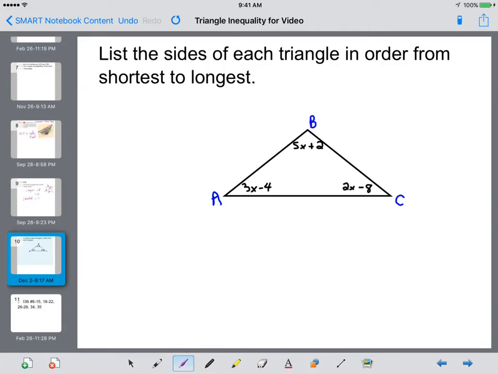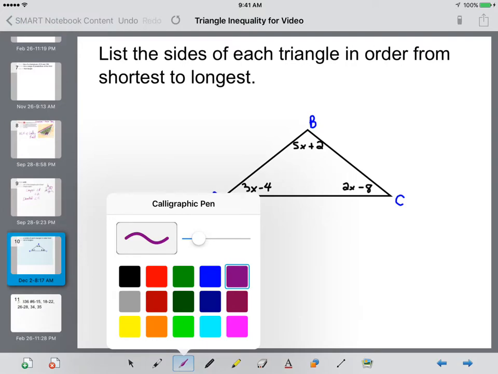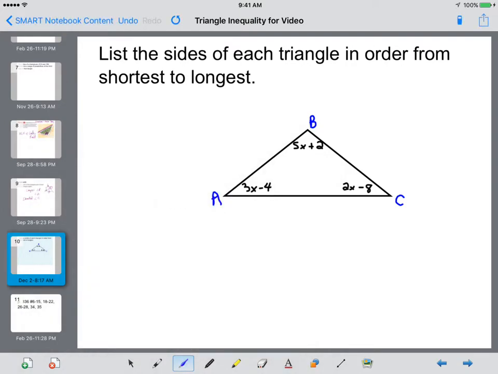Last example here. List the sides of each triangle in order from shortest to longest. Well, we don't know anything about the sides. We do know a little bit about the angles. And we need to remember that the 3 angles in a triangle add up to equal 180. So if I take angle A plus angle B plus angle C, I'm going to get 180 degrees.